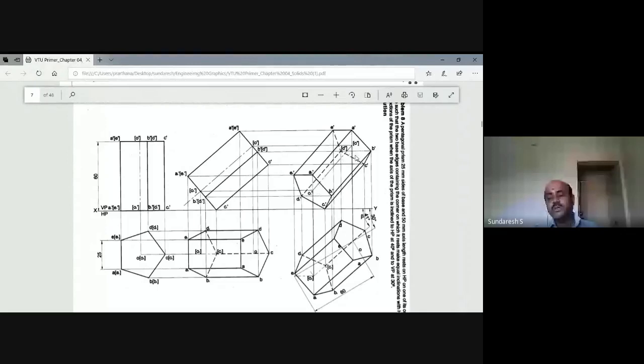So this completes the projection of a pentagonal prism resting on HP with one of the corners, with axis inclined to both HP and VP. So this is the problem for a beta angle. Hope you people are understanding. If you have any clarification, my dear students, if you want to talk to me, you can talk. Before we take around a 5 minute break, I want you to discuss with me any clarifications here. Please feel free.